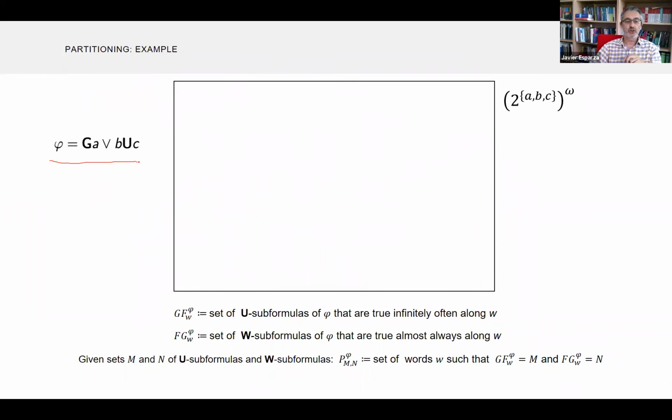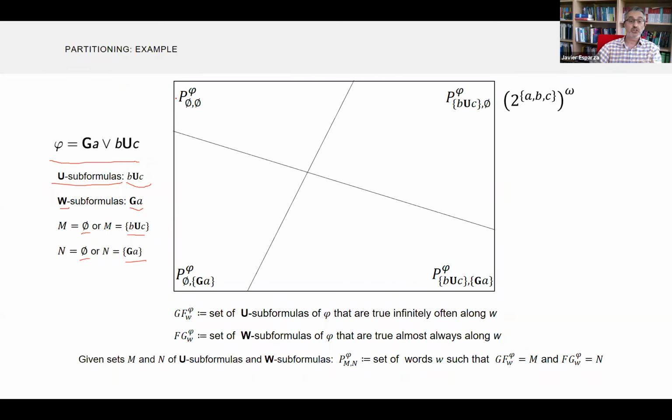So imagine that we take this formula, GA or B until C. Our alphabet is 2 to the ABC. Which are the U subformulas? There is only one, B until C. Which are the W subformulas? Only GA. So this means that we only have two possible choices for the set M. It is either the empty set or the set containing only the formula B until C. And there are only two possibilities for N, either the empty set or the set containing only GA. So we are going to have 4 elements in the partition, which are P empty set, B until C empty set, GA, or B until C GA.